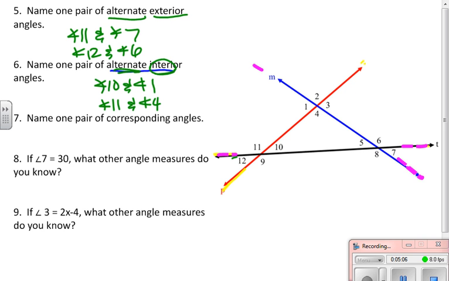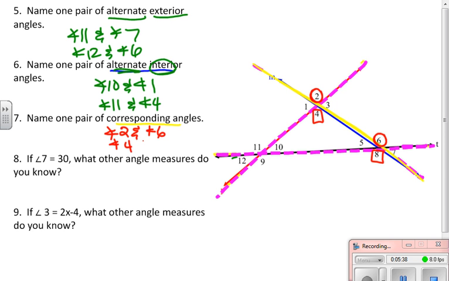Corresponding. So let's pick this as a line, and this is an intersecting line. Let's use M as our transversal this time. Corresponding angles need to be in the same position. So they both need to be above the intersecting lines to the right of the transversal, or they both need to be below and to the left. So for example, angle 2 and angle 6, or angle 4 and angle 8. Remember, there are 4 pairs of corresponding angles for every set of lines.